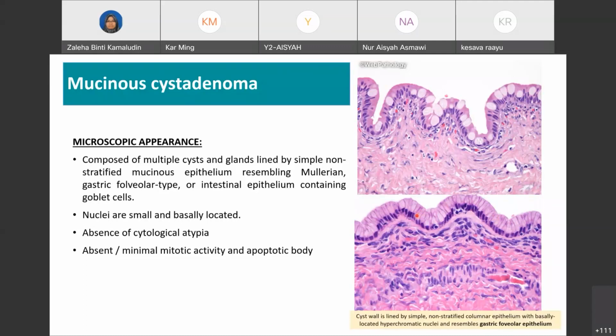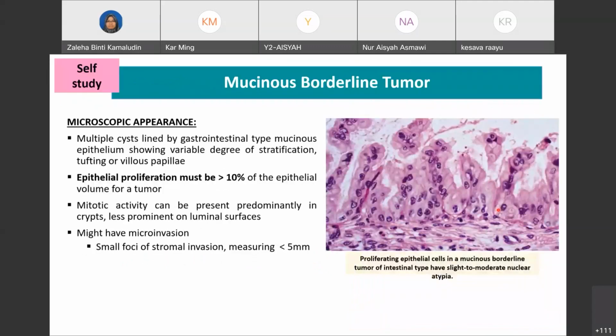Okay, this is how the mucinous tumor looks, and usually it is absent of, or has very minimal, mitotic activity and apoptotic bodies. In comparison with the serous tumor just now, the mucinous tumor does not have any cilia, right? The serous tumor has cilia on the surface. For the mucinous borderline tumor, you can read this one later on.